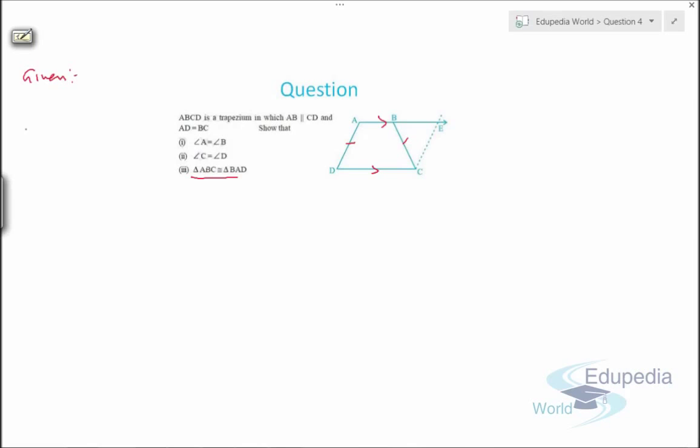So let's discuss how we can prove this. First we need to write given. It's given ABCD is a trapezium and AB is parallel to CD and AD equals BC. Now let's see how we can prove this. For construction, what we need to do is extend AB to point E and join C and E.